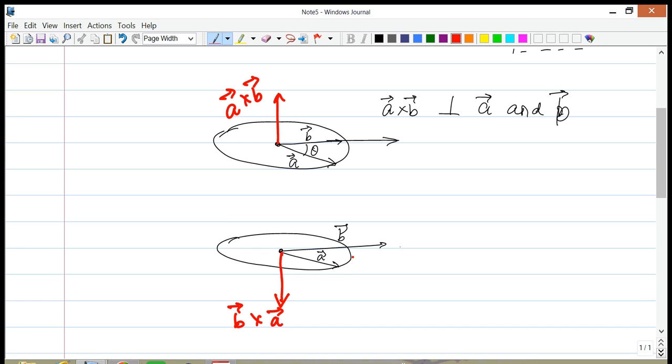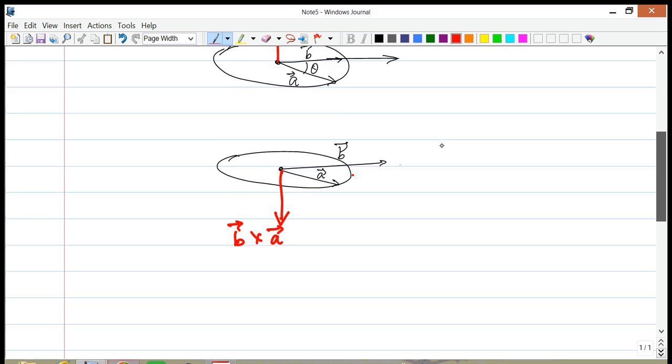So basically you're going to use the right hand screw rule. Make sure that your fingers are aligned in the direction of a, and then when you curl them into b, the direction of your thumb gives you the direction of the vector a cross b. You do the same thing by aligning your fingers with b, and then you curl them into a, and then you end up getting b cross a, which points downward.